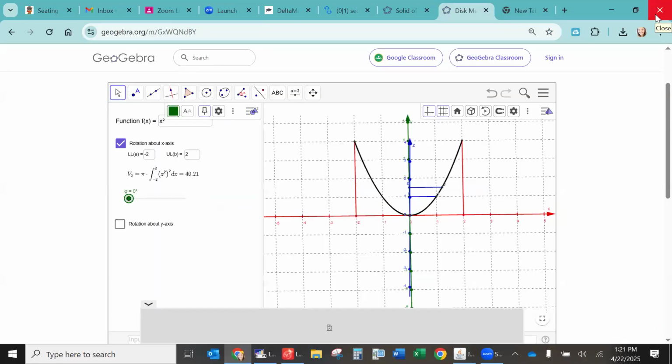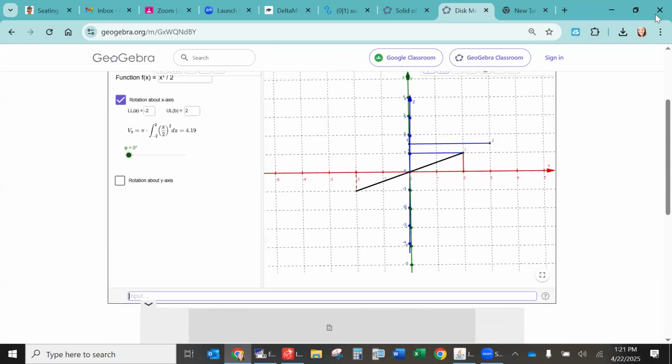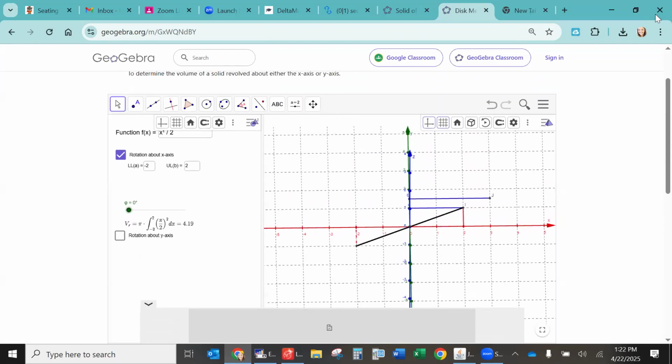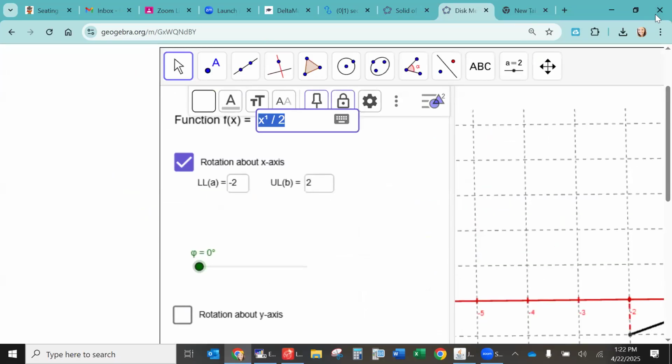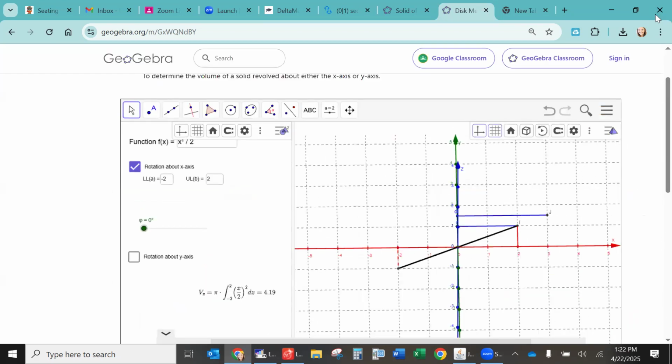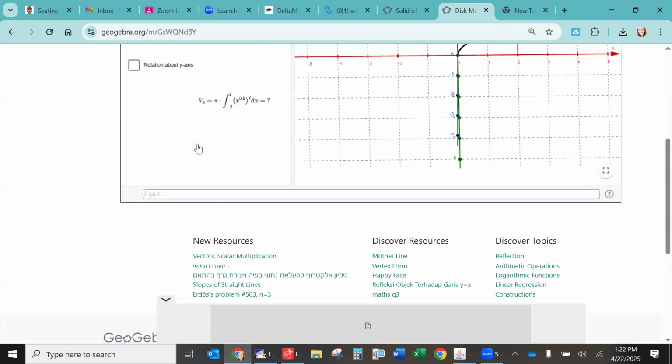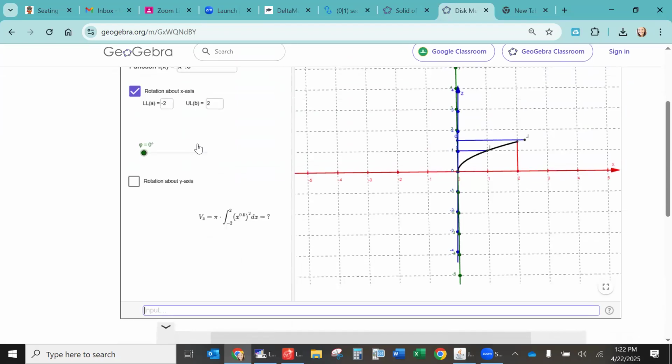So look at this. Our equation needs to be square root x. Let's see if I can do this. Oh, that doesn't look right. Hold on. Should have already typed this in. So x to the power of 1/2. All right. You see it? Look, this is great.